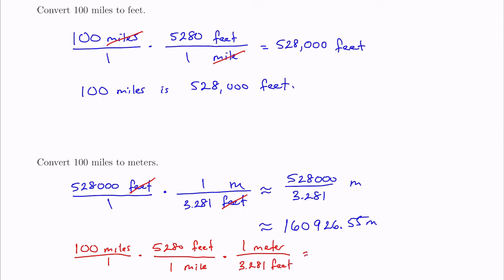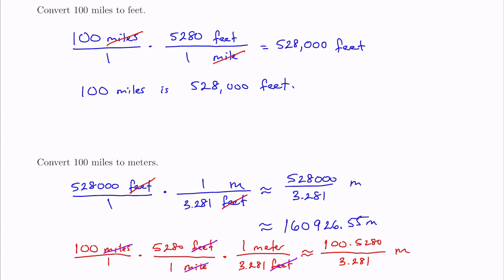Had we gone that route, we would have had the same ultimate calculation, because the miles in the first numerator and the miles in the second denominator would have canceled, the feet in the second numerator and the feet in the third denominator would have canceled, and we would have been left with 100 times 5,280 up in the numerator, divided by 3.281 in the denominator, recognizing that that is still an approximation, and we would have finished with meters.